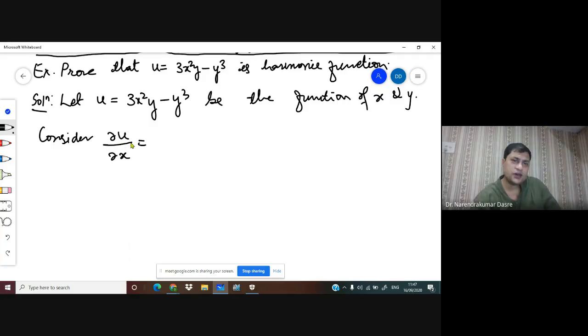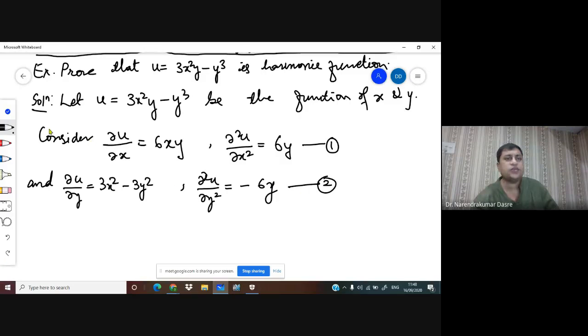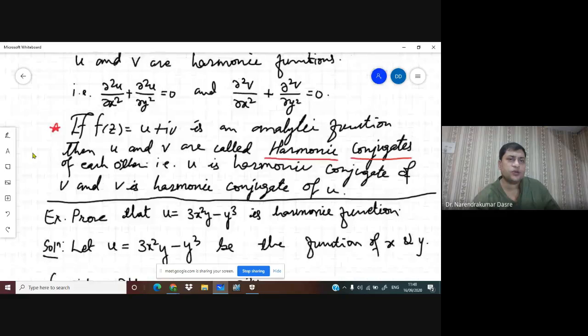Okay, so now let us find the derivative of this u with respect to x. So we'll be having here 6xy, and we'll have double square u by double x square. Again differentiate this with respect to x, so we get 6y. That is equation 1. Now we differentiate this u with respect to y. So we have here 3x square minus 3y square. And we differentiate this again with respect to y. So we have here minus 6y. That is equation 2.